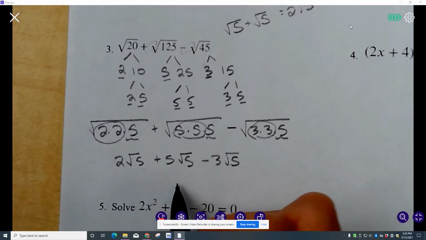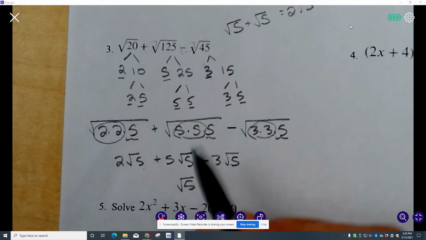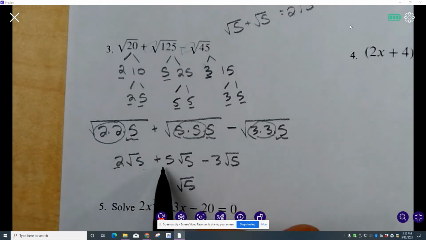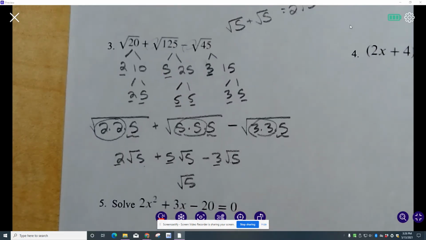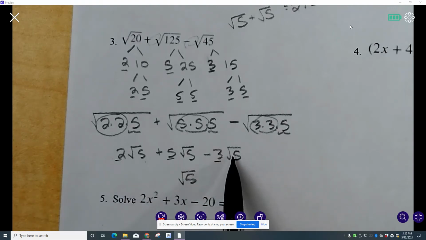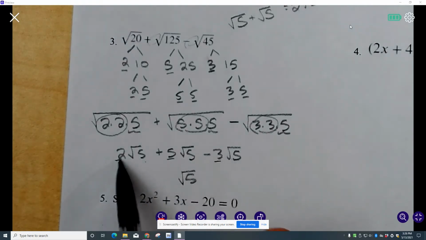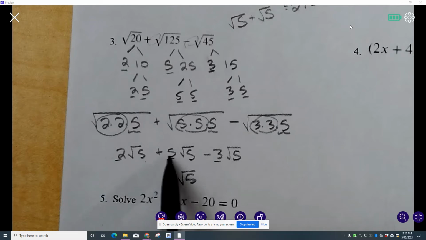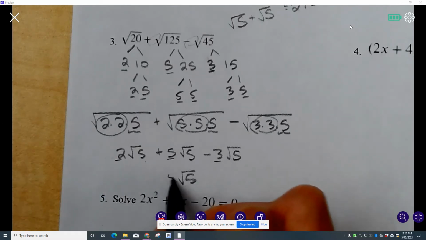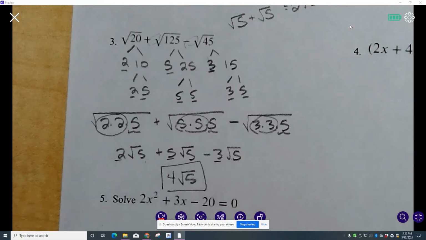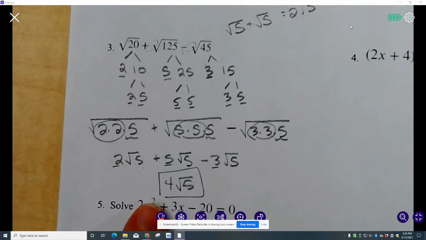I can combine these into a single square root of 5, and I'm going to add and subtract the coefficients here, or the number multiplied by the radical. So 2 plus 5 is 7. 7 minus 3 is 4. So that simplifies all the way down to 4 square root of 5.